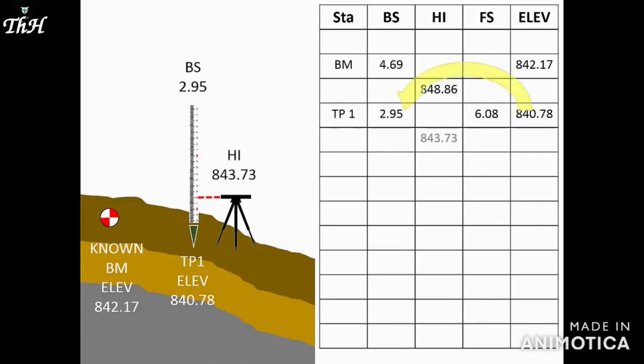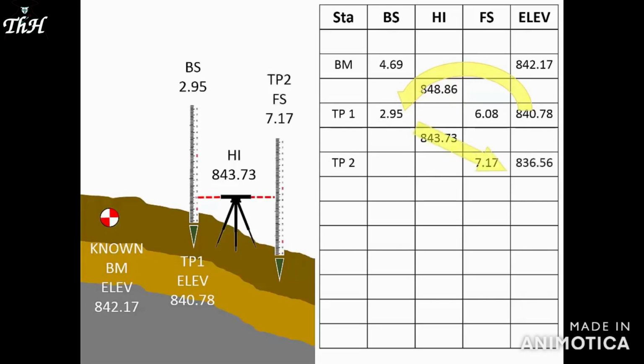Next, the rod person moves forward, sets a new turning point, TP2. After reading and recording the foresight on turning point 2, we now have enough information to compute the elevation at TP2.